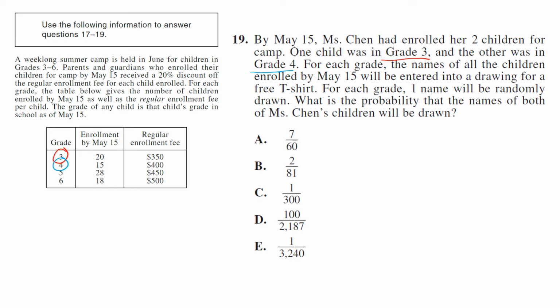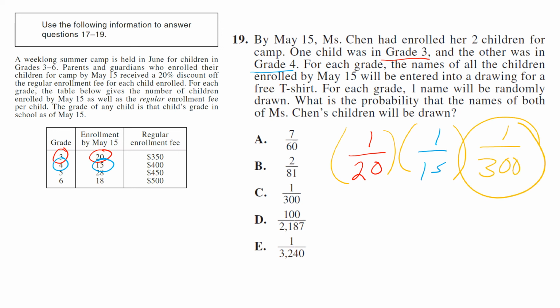So the kid in grade 3 is in an enrollment of 20, so they have a 1 out of 20 chance that they win the t-shirt. The kid in grade 4 only has 15 kids, so they have a 1 out of 15 chance. So what's the chance they're both going to be drawn? Well, we've got to multiply those together. So 1 out of 20 times 1 out of 15 is 1 over 20 times 15, which is 300. So 1 out of 300. So C.